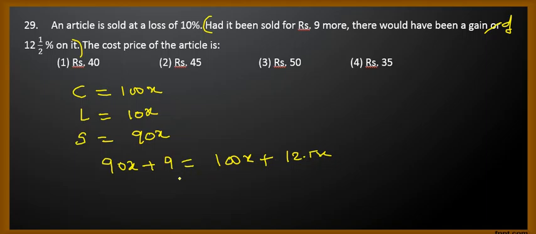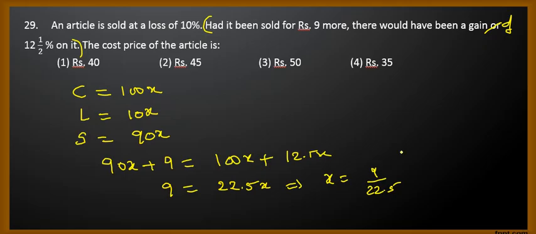Okay, now 9 is equivalent to, take this 90x to the right hand side, 100x minus 90x is 10x. 10x plus 12.5x is 22.5x. This implies x equals 9 by 22.5.